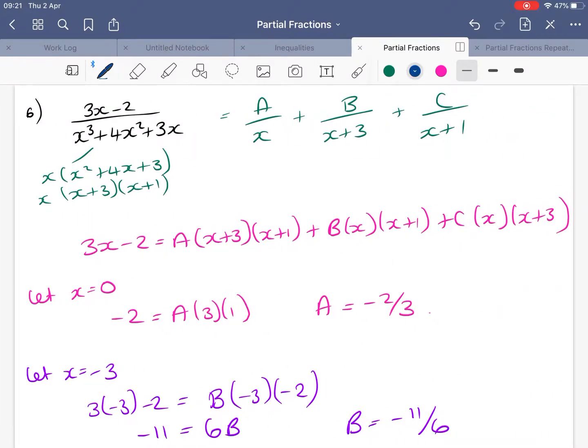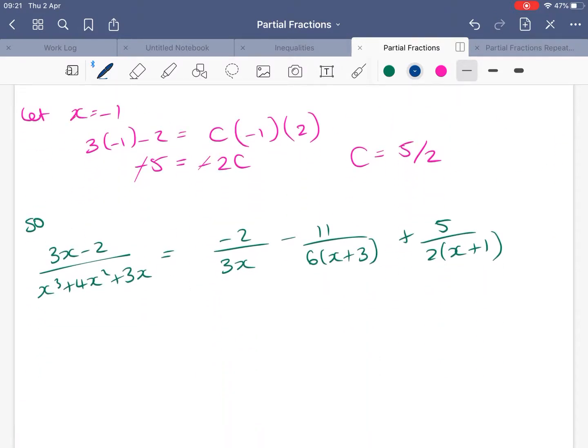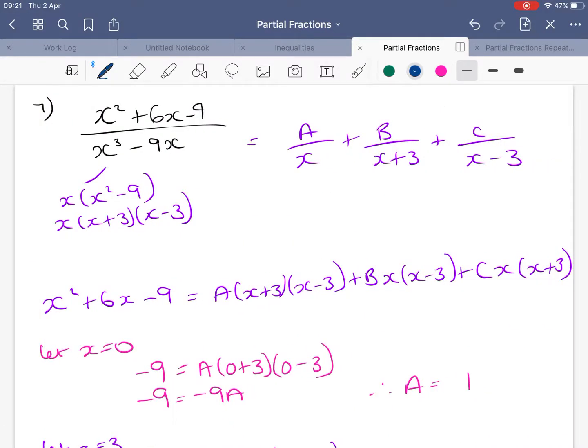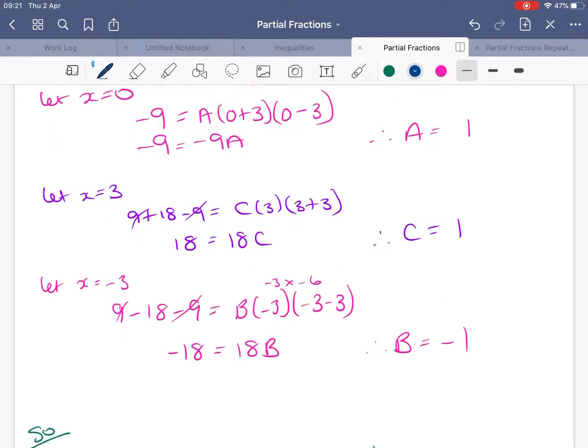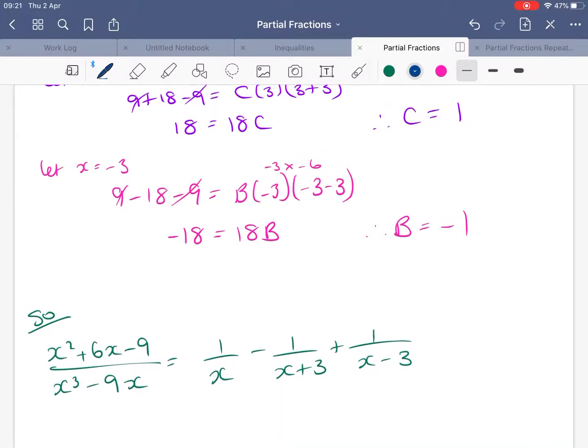Right, number 6. So again, you had to take out that factor of x from the denominator first and then work out what the 2 factors of that quadratic were. So your partial fractions were a over x plus b over x plus 3 plus c over x plus 1. Should have worked them out and got that solution hopefully. And finally, number 7. Again, take out that factor of x from the denominator first, and then you've got a difference of 2 squares. And you should have had nice numbers this time: 1 over x minus 1 over x plus 4 plus 1 over x minus 3.